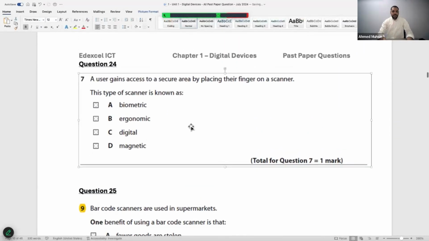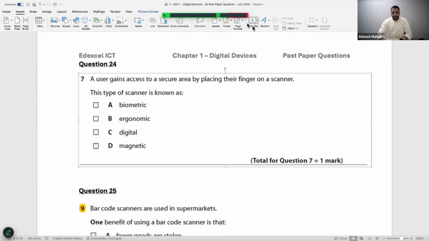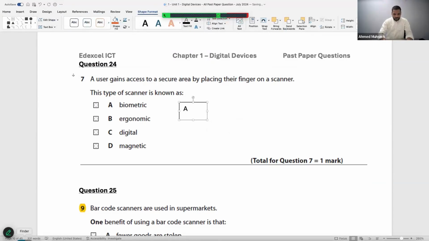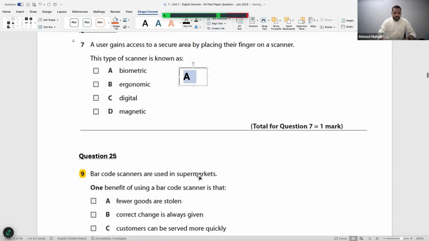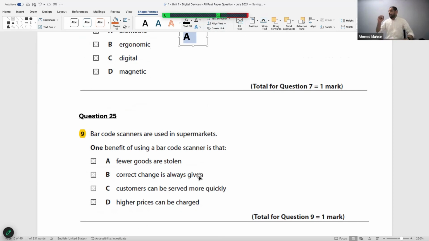Question 24, guys. A user gains access to a secure area by placing their finger on a scanner. This is known as a biometric scanner. Hold on, I want to ask you another question from here. Tell me, under biometrics, what do we have? Hey, don't say Face ID. Face ID is a brand name. You have face recognition, retina, iris, fingerprint, voice. Okay, these are your options. Right, awesome.